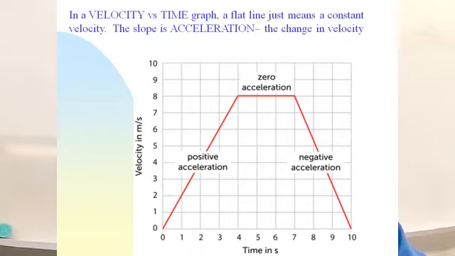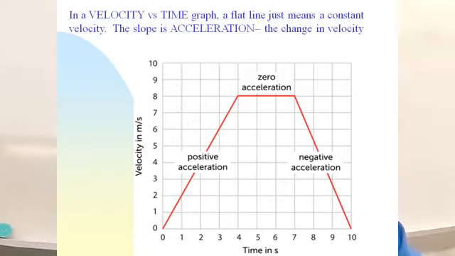But there's a second kind of graph, a velocity versus time graph. In this case, we're showing the velocity is increasing. As each second goes by, from 0 seconds to 4 seconds, we're going up, up, up, up. It looks like we're going up 2 meters per second every second that goes by. So in the first second, we're going 2 meters per second. At 2 seconds, we're suddenly going 4 meters per second. At 3 seconds, we're going 6 meters per second.